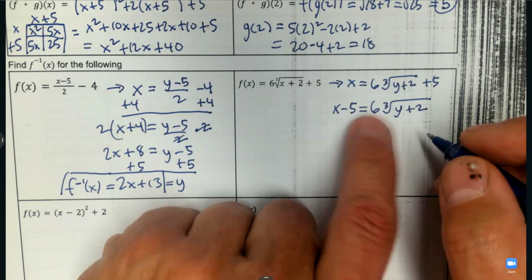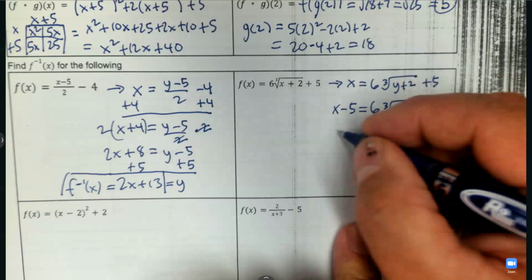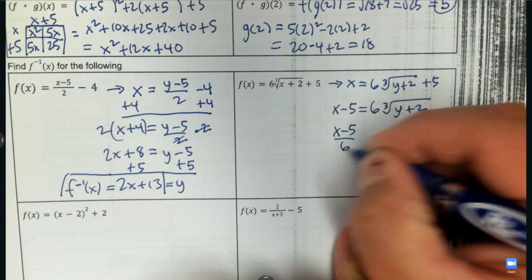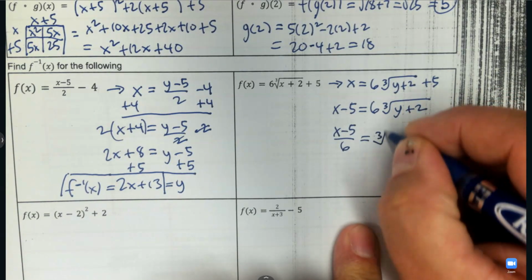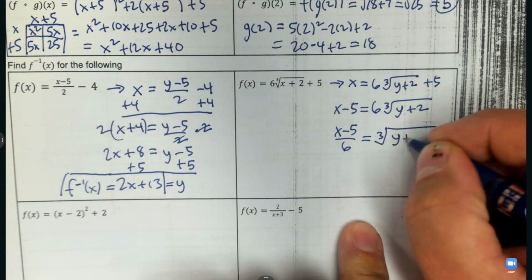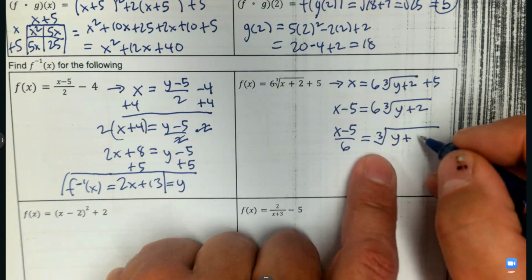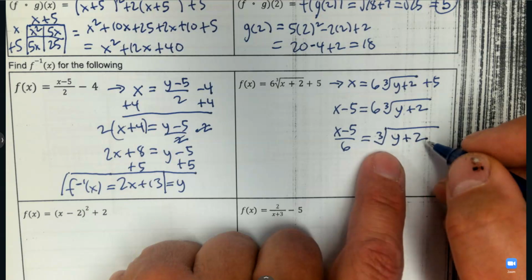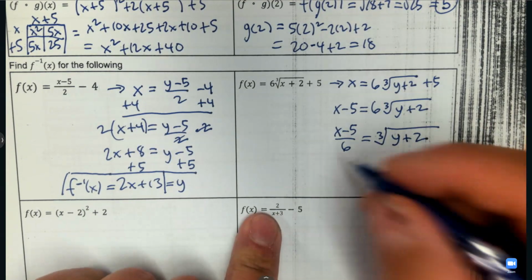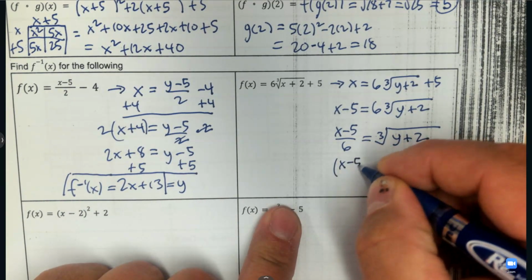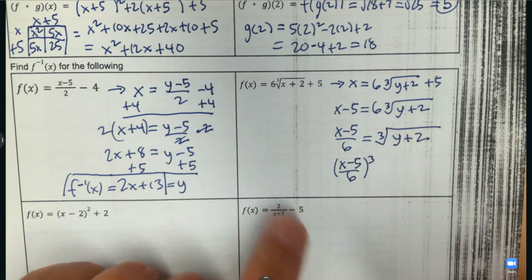The inverse of multiplying times 6 is to divide. So I'm going to divide by 6. As soon as I do the inverse, then it goes away. The inverse of a cube root is cube. So I just take x subtract 5 divided by 6 and I cube it.